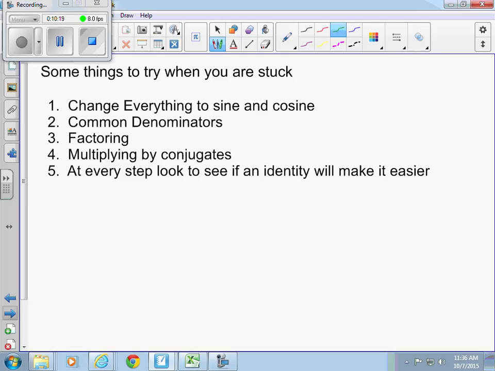So these are options, things to do. Had you all picked these out probably without me? No? Maybe. Yeah, besides conjugates, because that was the first time we've done a conjugate.